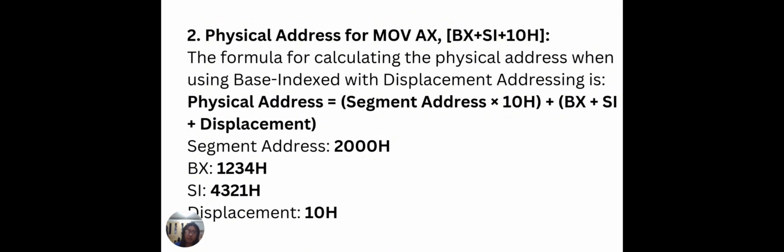Next, to get the answer for number 2, the physical address for MOV AX, [BX + SI + 10H]. The formula for calculating the physical address when using base index with displacement addressing is: physical address is equal to the product of segment address and 10H, added to the sum of BX plus SI plus displacement. The given BX is 1234H, SI is 4321H, and the displacement is 10H.